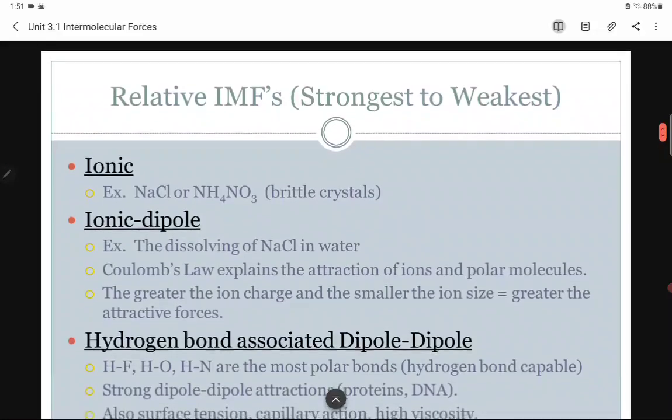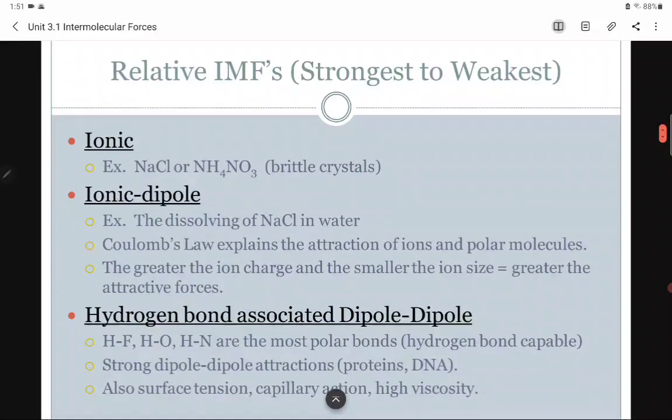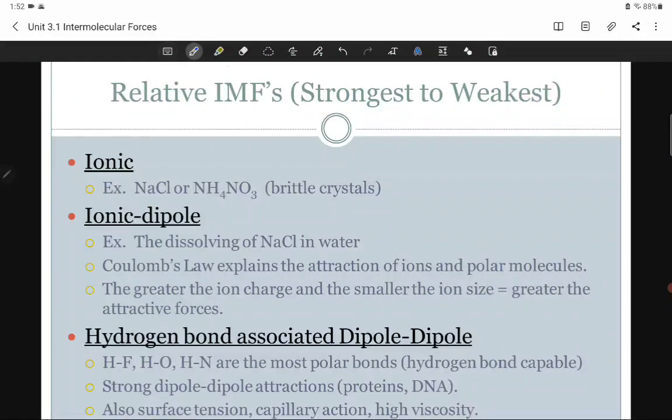Okay, so typically we can kind of think of these different intermolecular forces. And by the way, no one uses the word intermolecular forces and writes that down. So from this point on, we're going to be using the abbreviation IMF, okay?